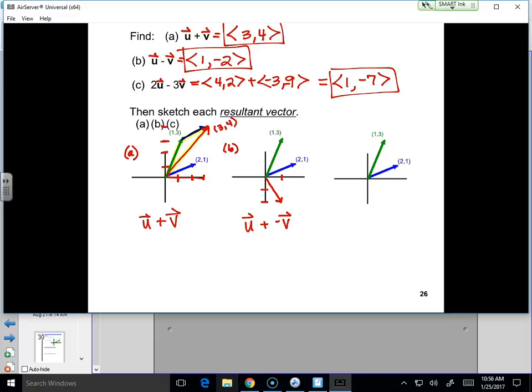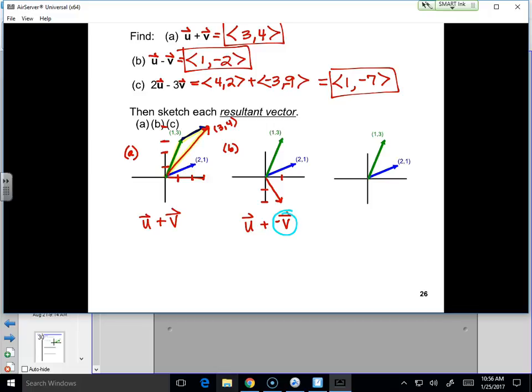Let's make negative v a different color. How about this one? Okay. All right, negative v. Negative v is not on the graph right now. Well, how do I get negative v on the graph? Sean, what do you think?